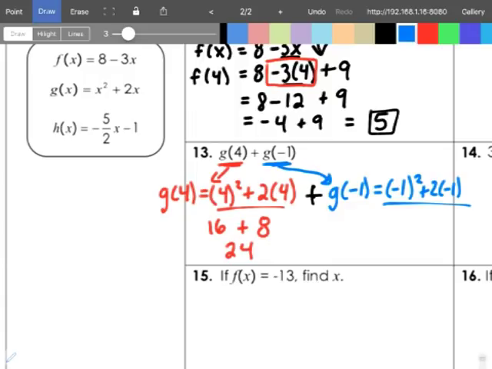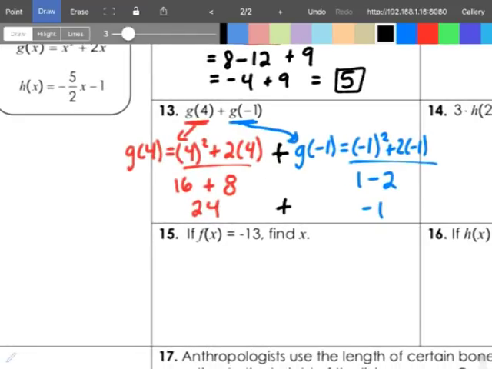Okay, so let's solve this piece. Negative 1 squared is positive 1. Negative 1 times negative 1. And then a positive 2 times a negative 1 is negative 2. Well, 1 minus 2, that's negative 1. And I'm going to combine both of these, right? What's 24 plus negative 1? That's 23. So my answer here, right over here, 23 for 13.